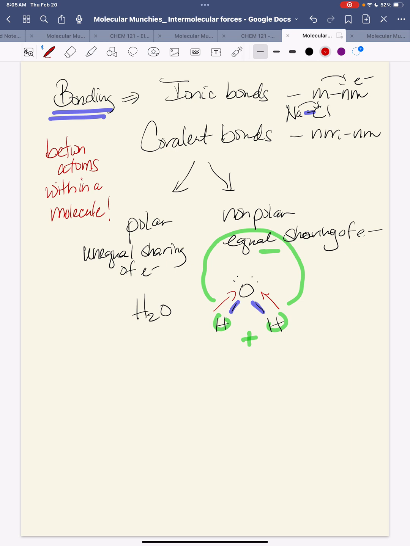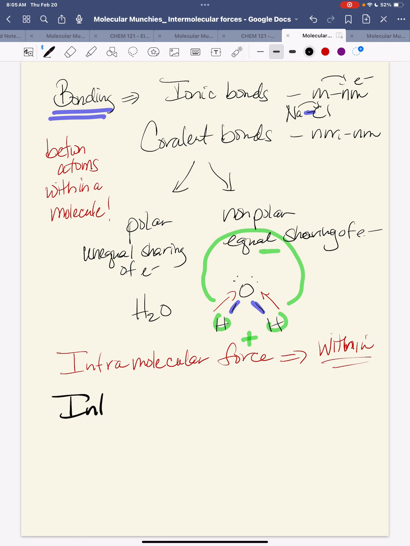Okay, so that's the idea. When we talk about those, those are intramolecular forces. Well, let me try that again. I just said that wrong. Intramolecular forces. They are within the molecule. So that's inside the molecule, right? So we are going to talk about intermolecular forces, and those are between molecules.